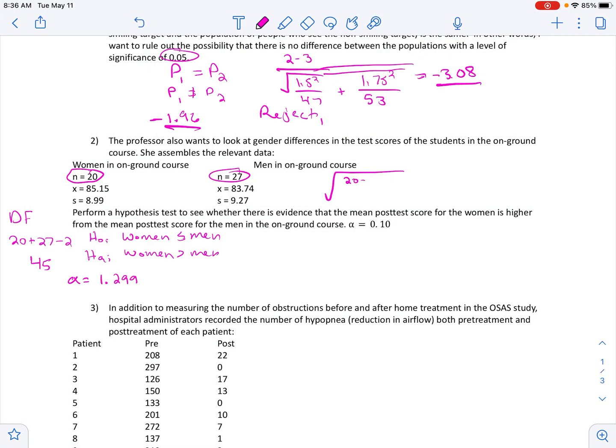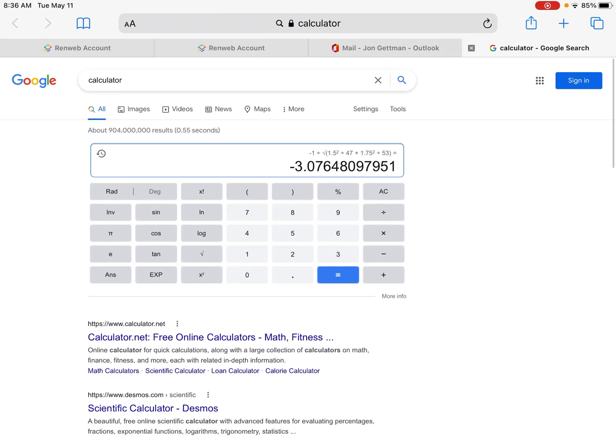So 20 minus 1 times the standard deviation, which is 8.99 squared, plus sample size 27 minus 1 times our standard deviation squared, 9.27 squared, divided by our two sample sizes added together, minus 2. Now, when I plug this in, I've got to put this whole top in parentheses and this whole bottom in parentheses as I get to it. I'm going to simplify some of it too.